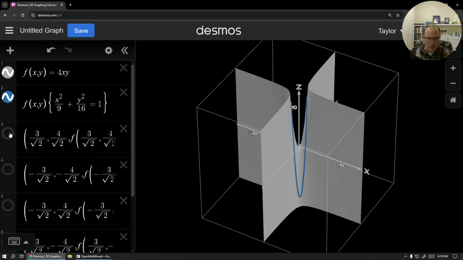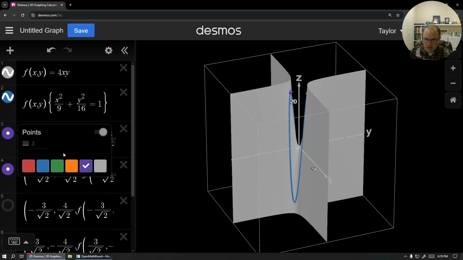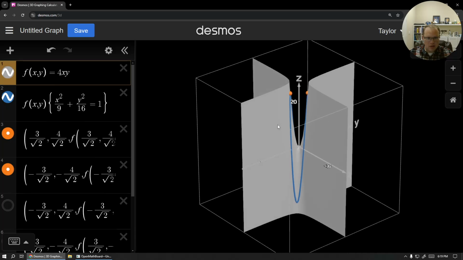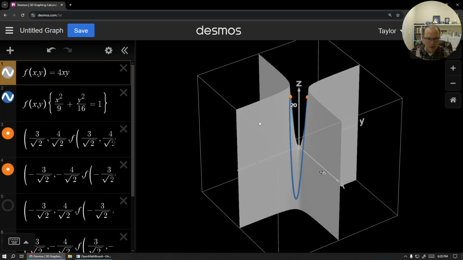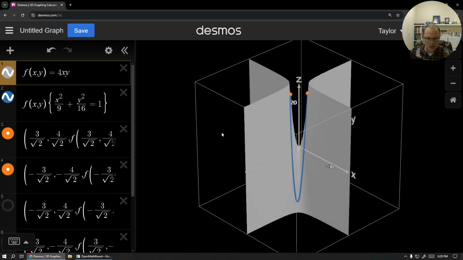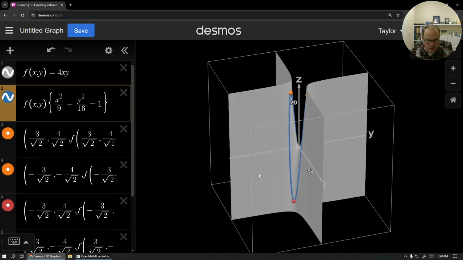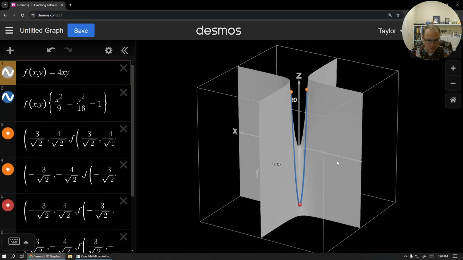And so our two maximum points are right there. I don't know if you could see them. Maybe let me make them a little brighter. Okay, we reach our maximum value at 2 points. There they are. And then our minimums are right there, there and there on the other side.